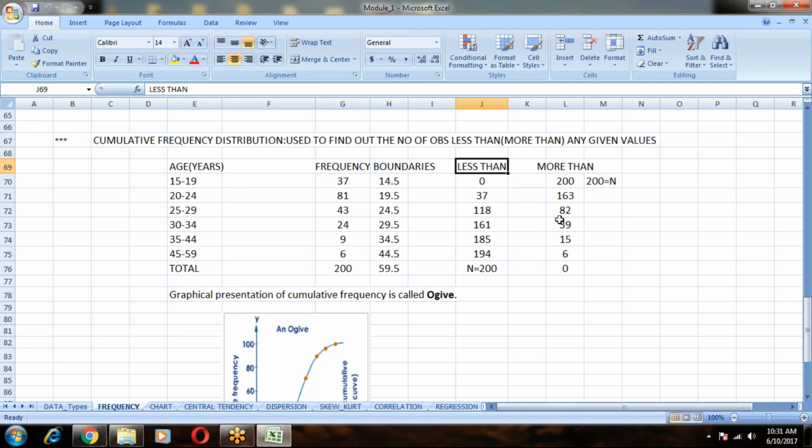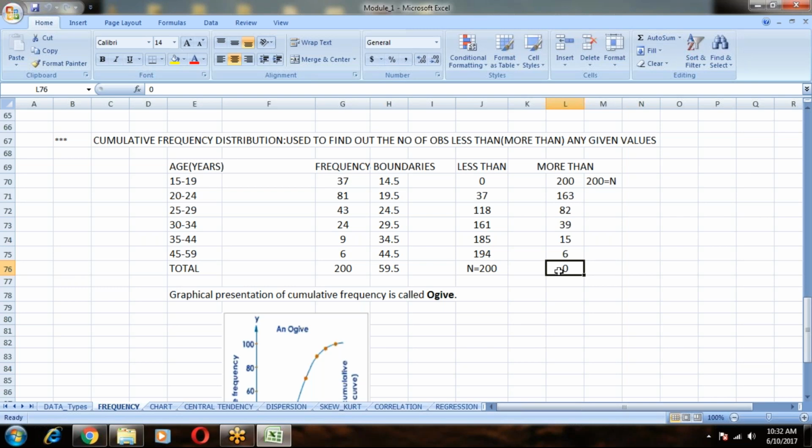In this way, we will keep on deducting, and at last the question is, how many people are there whose age is above 59.5? There is no one whose age is above 59.5, because we have till 59.5. This is our uppermost class boundary. So we have 0. This is another checkpoint. For less than, at last you should get the value equal to the total frequency. And in more than type of cumulative frequency, at last you should get 0. If you are getting anything else, then you have made some mistake in calculation.